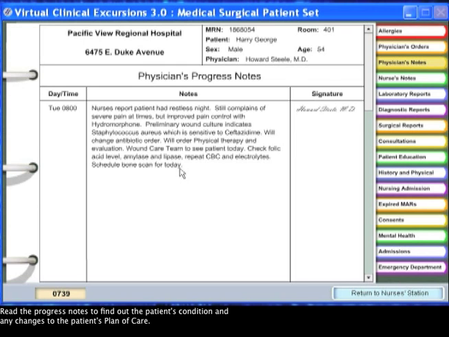Read the progress notes to find out the patient's condition and any changes to the patient's plan of care. You may read the physician's progress notes for today or the previous days. This will give you a picture of the course of events that have occurred during your patient's hospitalization.